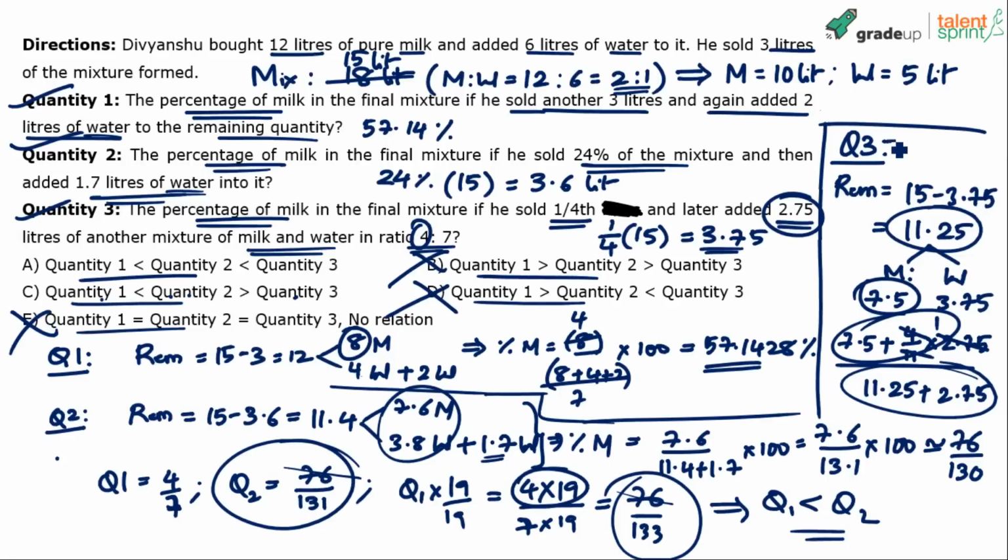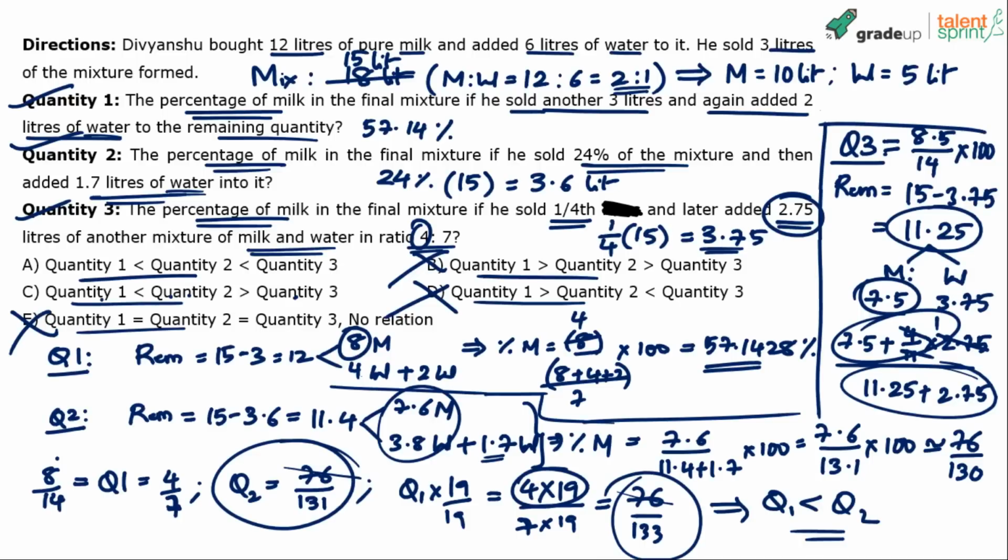So quantity 3 is equal to 8.5 divided by 14 into 100. That's the percentage. Now you do this percentage calculation and then compare. You're getting it? 8.5 by 14. However, if I compare with the first value, Q1 was 4 by 7, which is nothing but 8 by 14. Here Q3 is equal to 8.5 by 14. So definitely Q3 is more than Q1. But is it more than Q2 or not is the question.